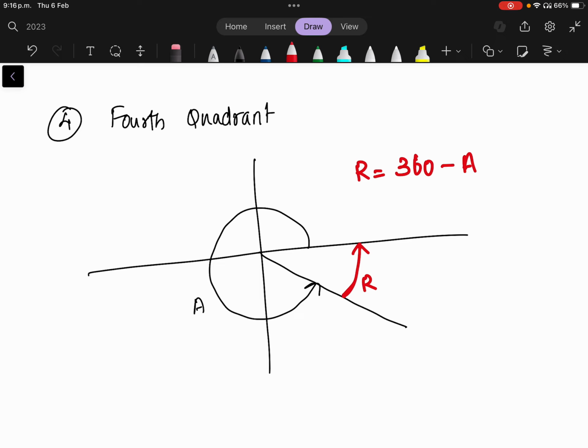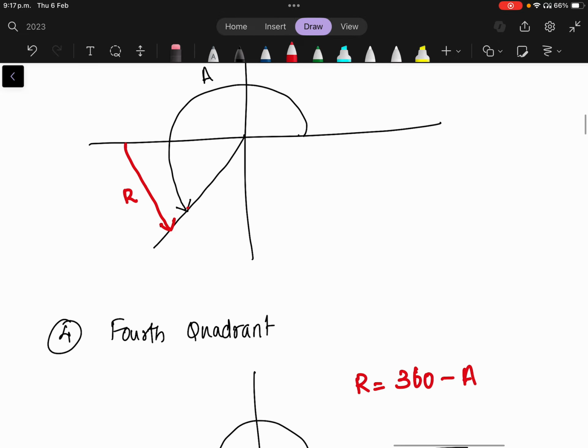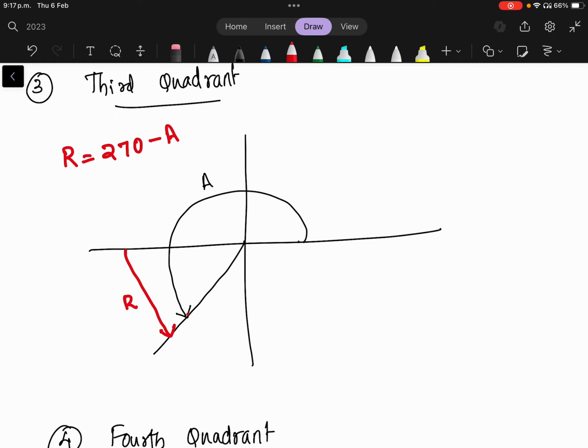Now once you find that, for example, if they give a question like tan theta is equal to 1 over root 3, how will you find where this line is located? Tan theta here is positive. Yeah, tan theta is positive in the third quadrant. So you go to the third quadrant and see what the reference angle is. The reference angle is 270 minus A.